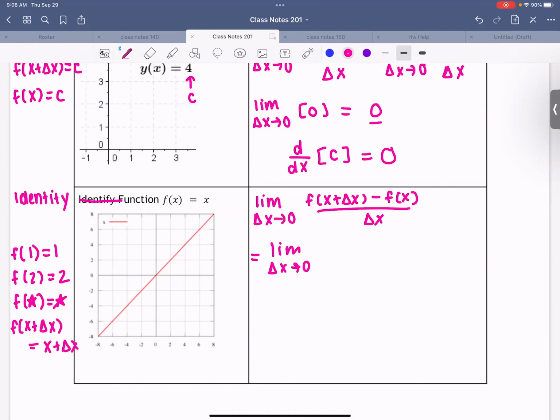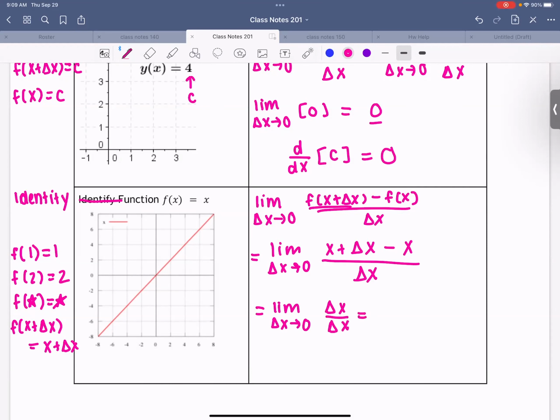Okay, so this function takes everything to itself. So this guy, f of x plus delta x, is literally x plus delta x. All right, what is f of x? X, good. And this is all over delta x. Looks like we can cross out some x's. So we're left with the limit as delta x goes to 0 of delta x over delta x.